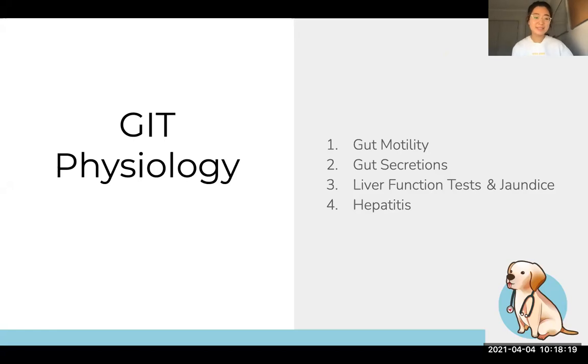But basically, I will be taking you through the entirety of GIT Physiology, hopefully in one condensed video. Don't know how condensed this will be. Basically, we will split this up into two sections. First, talking more about the gut side of stuff, and then later on talking about the liver side of stuff. So for this first section, mostly this will be about gut motility, secretions, and then a bit about the liver function test and jaundice, as well as hepatitis in the second half.